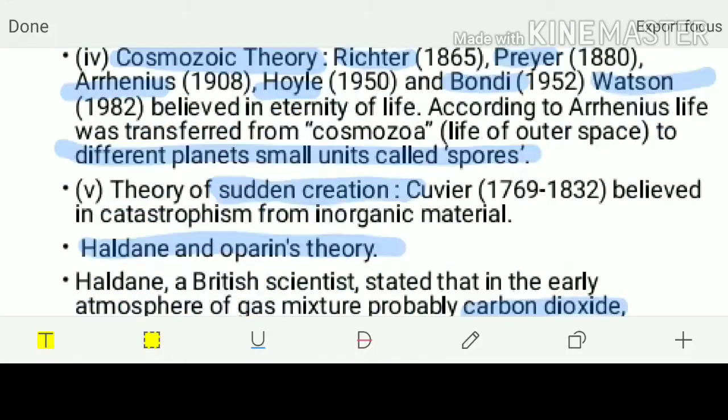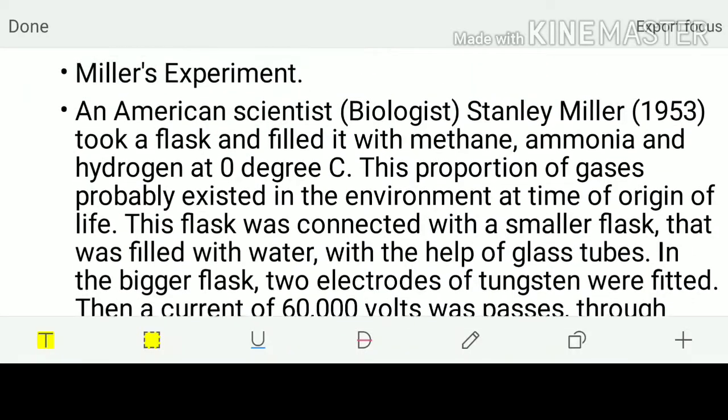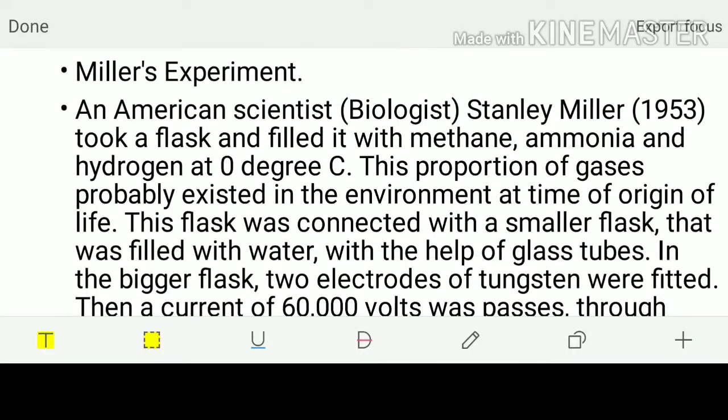Our today's topic is Miller's experiment. Here, a brief introduction of him. He was an American scientist, Stanley Miller, and he used a flask we call Miller's flask. He used a flask and filled it with methane, ammonia and hydrogen.